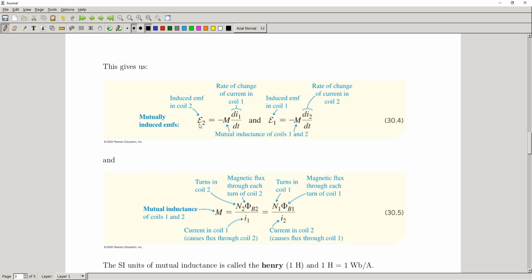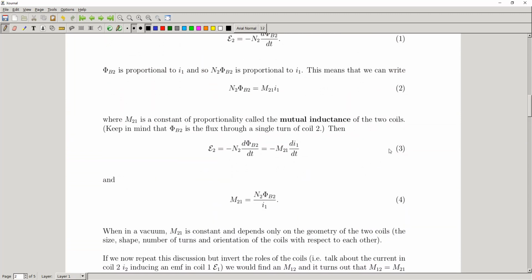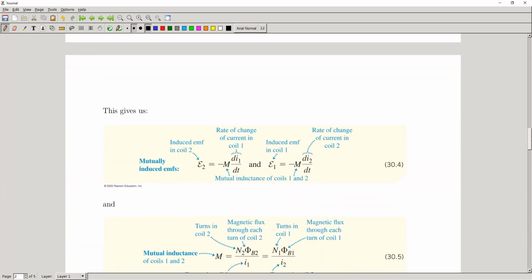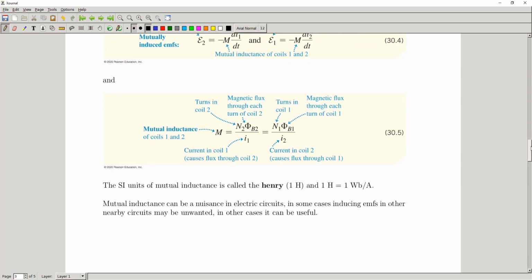And from what we said above, we can also write our induced EMF in both of these forms, right? This is just equation 30.4 here, a rehashing of equation 3 that we discussed a moment ago. So we can write it for the induced EMF in coil 2, or the induced EMF in coil 1. All right, so we have these new equations. I should mention that the SI unit of mutual inductance is called the henry, for historical reasons, and 1 henry is 1 weber per amp.